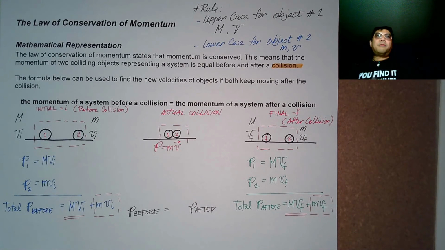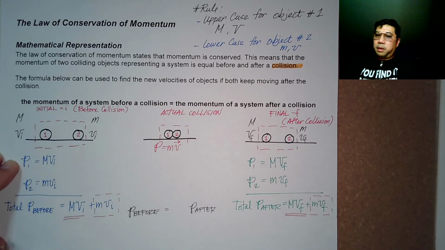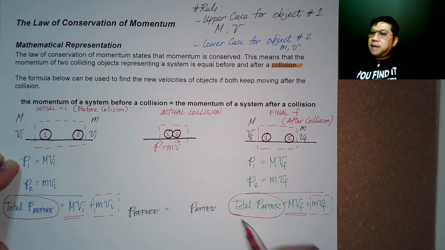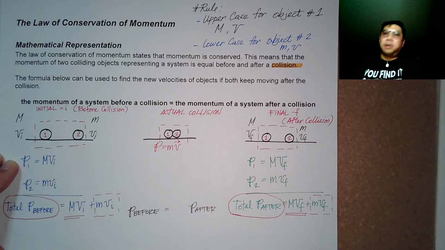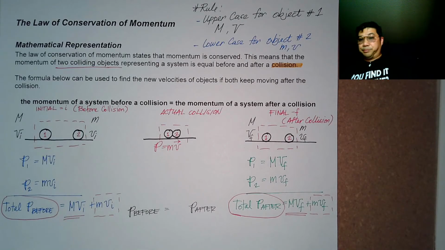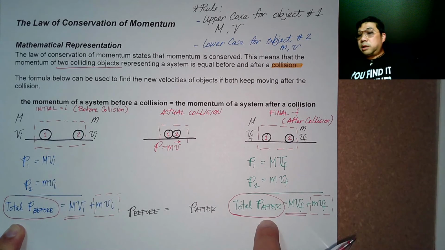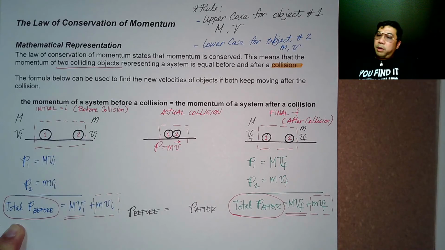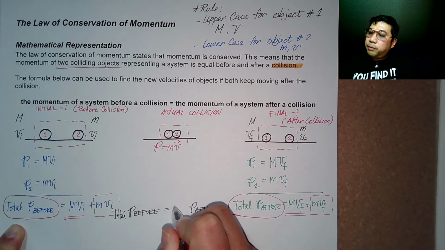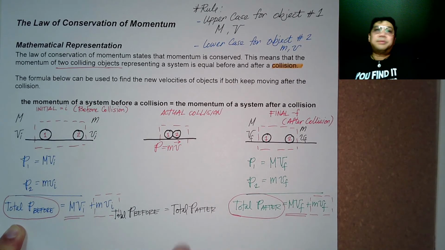Instead, the law of conservation always states that it is the total momentum, before and after, as it states in the definition of two colliding objects, which represent the system. So two colliding objects means total momentum. Therefore, let me just correct this and add the words total momentum before and total momentum after.